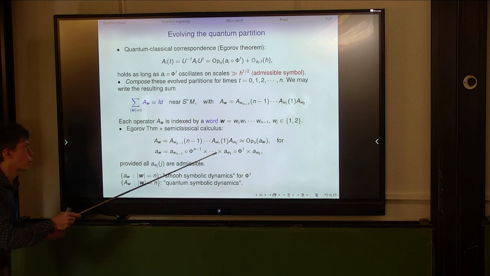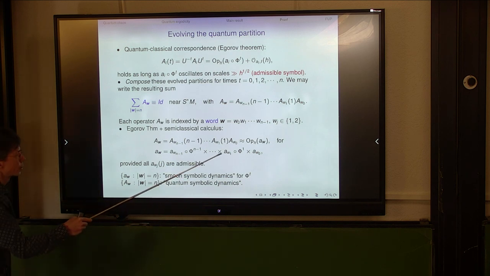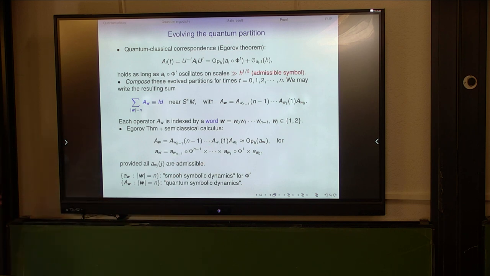The product of characteristic functions, an evolved characteristic function, is still a characteristic function, so in a sense this resembles very much what is called symbolic dynamics in classical dynamics, except that these functions are not exactly characteristic functions, but they are smooth. We are just cutting the function 1 into a sum of products of partitions at different times. It's like a refinement of the original partition into two pieces, refined by the classical flow. So this can be called smooth symbolic dynamics, or quantum symbolic dynamics, using the fact that we refine these partitions by using the dynamics.